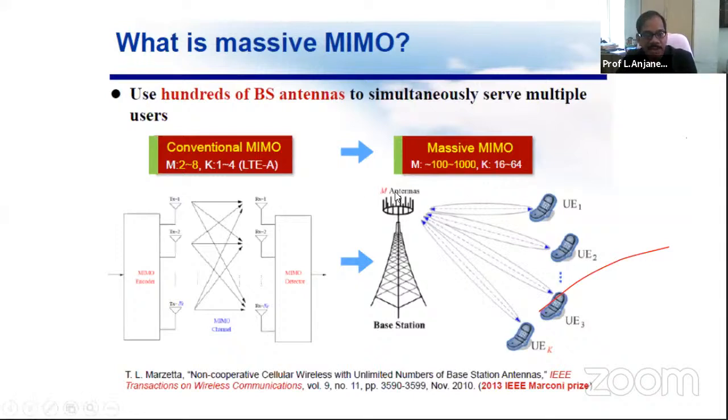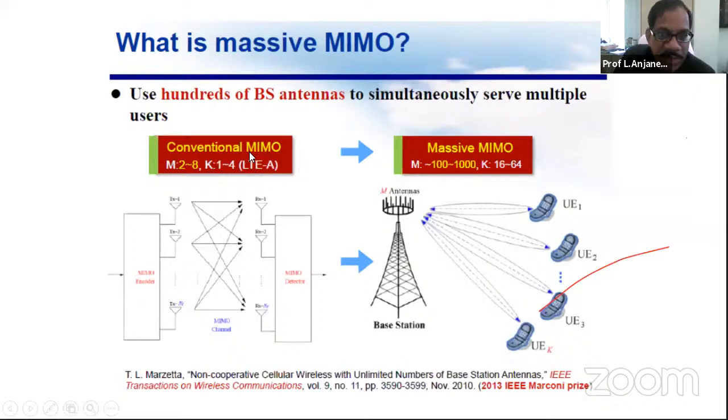For example, this is one base station, but you see several antennas are there. So they generate several beams, and each beam is serving one user: user 1, user 2, user 3, user 4, like that. This is called conventional MIMO. What I am showing here is conventional MIMO technology, LTE.